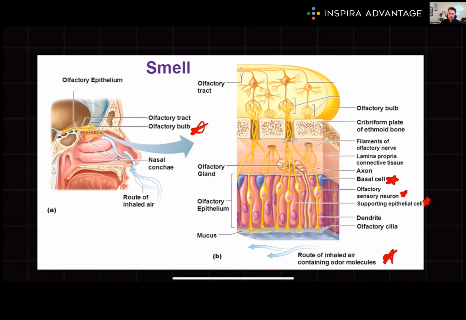The olfactory epithelium contains three main cell types: olfactory sensory neurons, supporting epithelial cells, and basal cells. The olfactory sensory neurons are responsible for actually doing the detection and signaling of the odorant molecules, while the supporting cells provide structural support and maintain the proper environment for the olfactory sensory neurons, where the basal cells are responsible for generating new olfactory sensory neurons throughout life. So the basal cells are what replenish our sensory neurons.